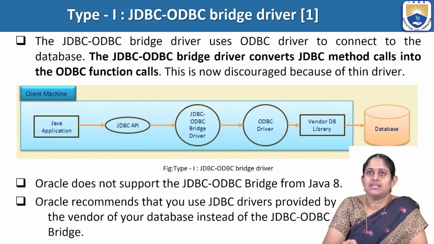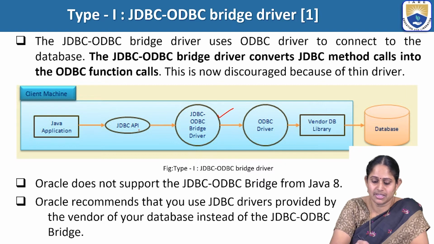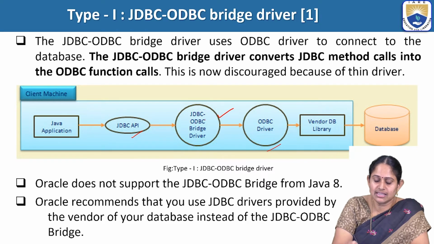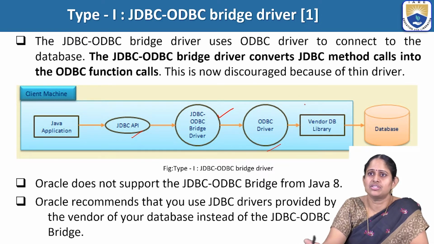The type 1 JDBC-ODBC bridge driver acts as an intermediary between the JDBC API and the ODBC driver. It converts all the methods of the JDBC API to ODBC driver function calls. But now this is discouraged because of the use of the thin driver. The JDBC driver uses the ODBC driver to connect to the database, converting JDBC method calls into ODBC function calls.